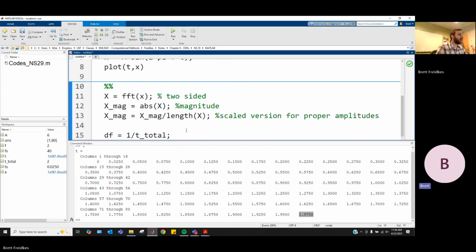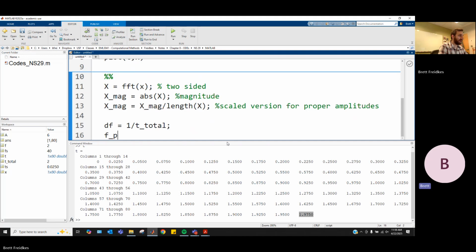My df is going to be 1 over the total time, which I call t total. And I'll say that my f plot is going to start at 0, go to df, and go to fs minus df, as we're going to see all frequencies.